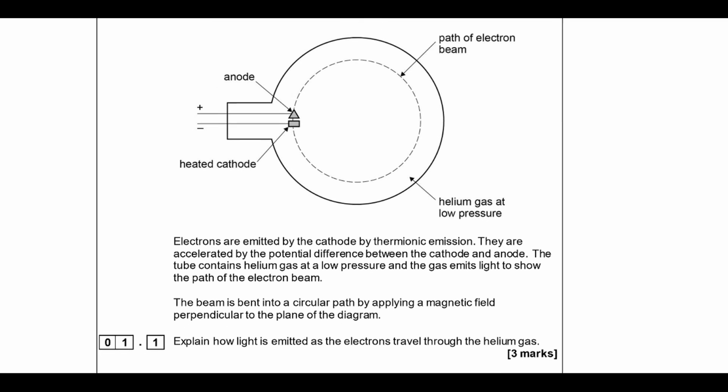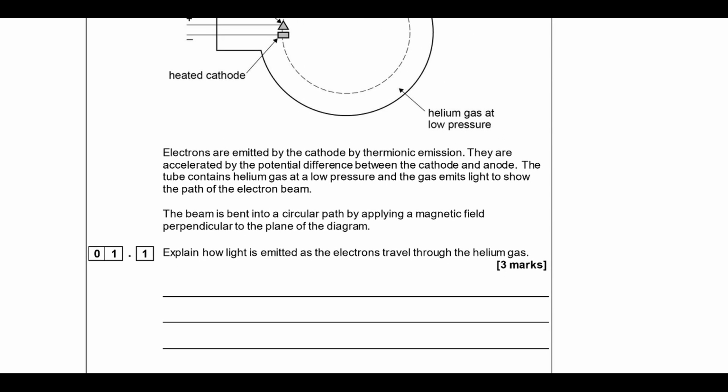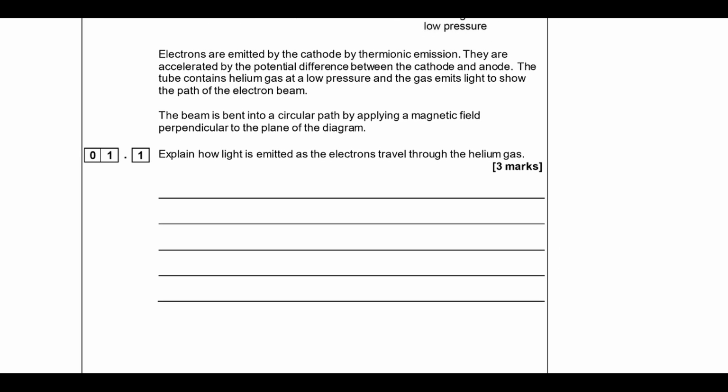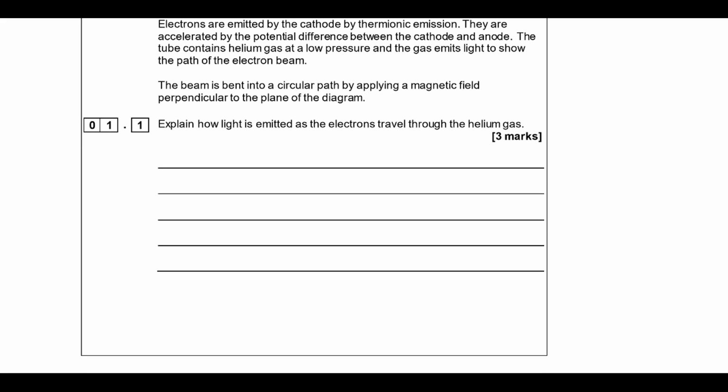So this is our setup. We've got our location for the circular motion to happen, and we've got our electric field to accelerate it. So we've got thermionic emission to get our electrons, and then they're accelerated using an electric field. And then we've got helium gas at very low pressure, and we've got the gas emitting light to show where the electron goes. And we've got a circular path because we're using a magnetic field, and we know that magnetic force is always perpendicular to velocity, so that makes a circular path.